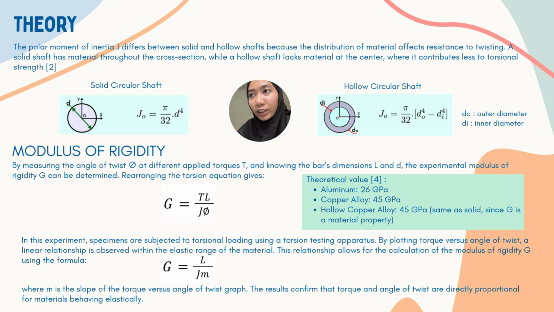Here are some theoretical values for G used in experiments. Aluminium is 26 gigapascal, copper alloy is 45 gigapascal, hollow copper alloy is 45 gigapascal, same as solid since G is a material property.